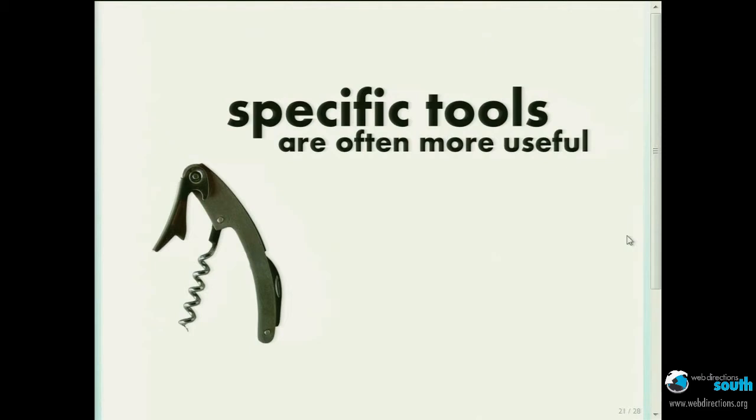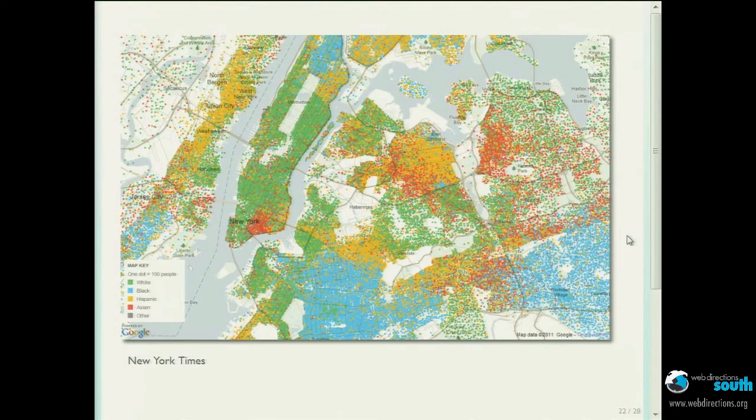Now, all those maps I showed tried to cram in so much information, so many tools and functions that they became just unusable. So what about making maps that are specific to the purpose you're trying to do? New York Times do an awesome example here where they're just showing where Black, White, Hispanic, and Asian people live, just as dots on a map.